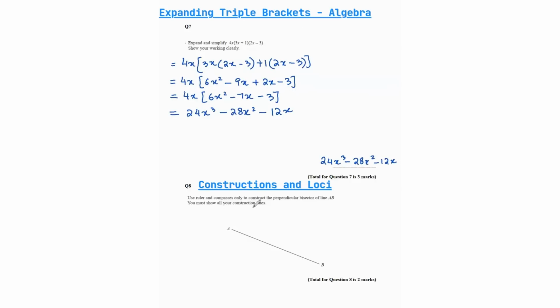Use ruler and compasses only to construct the perpendicular bisector of the line AB. You must show all your construction lines. So for this, first thing you would do is you would measure your line AB. Let's say it's 6 centimeters, we're assuming.